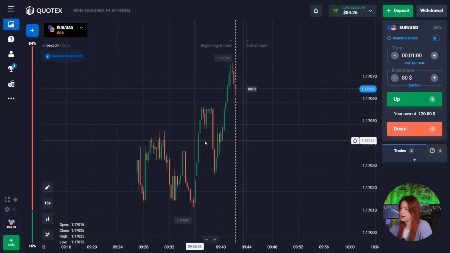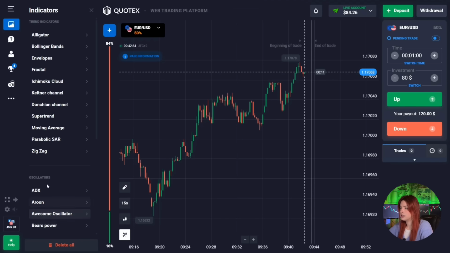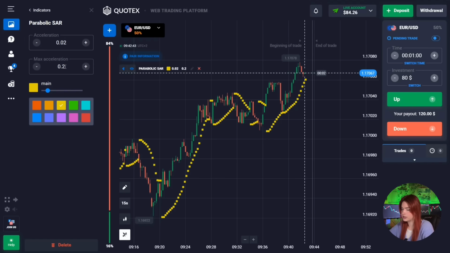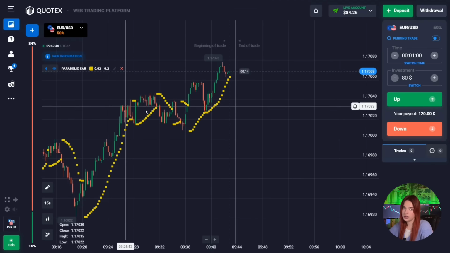Well, now I switch to the 15-second time frame that I'm used to. And guys, as you can see, at 15 seconds, the chart already looks different. But if you want, you can trade on any time frame. Now let's connect the Parabolic SAR indicator. I will choose a different color and also make the dots a little larger so that they are better visible. All other settings I will leave by default. There is no need to change anything, guys.